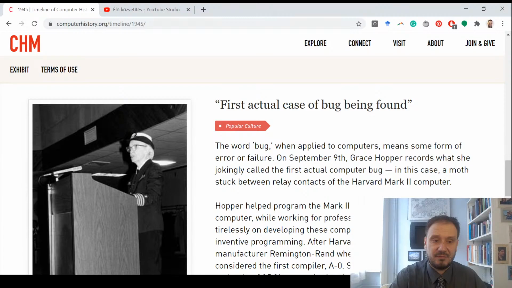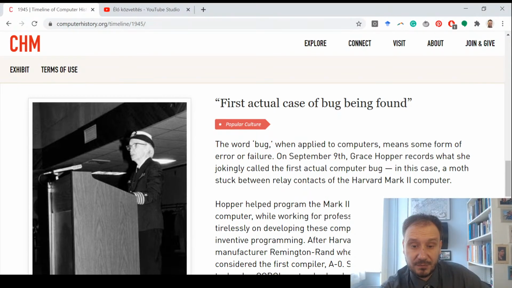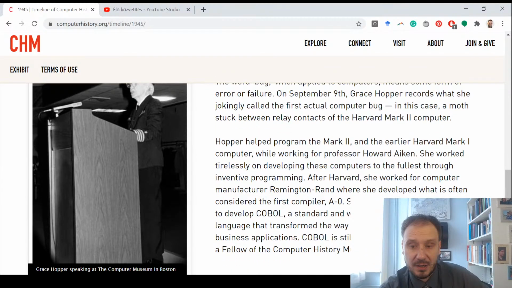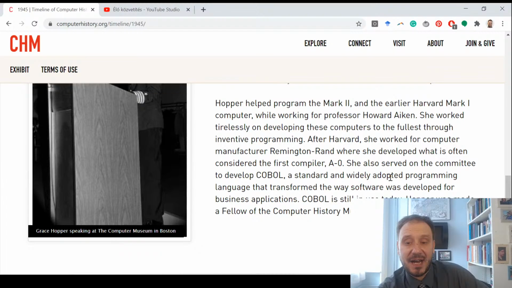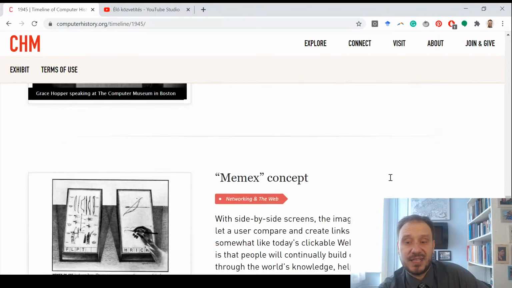Just for fun, a fun fact: the first actual case of a bug being found was thanks to the Harvard Mark II computer. And the COBOL language, a standard and widely adopted programming language that transformed the way software was developed for business applications, was developed also in the year 1945. The language is still in use today.